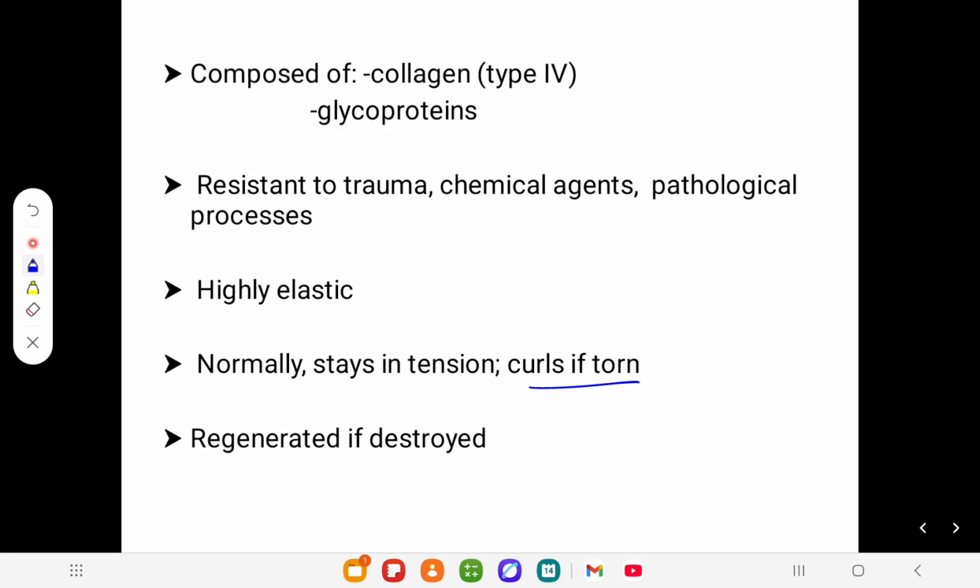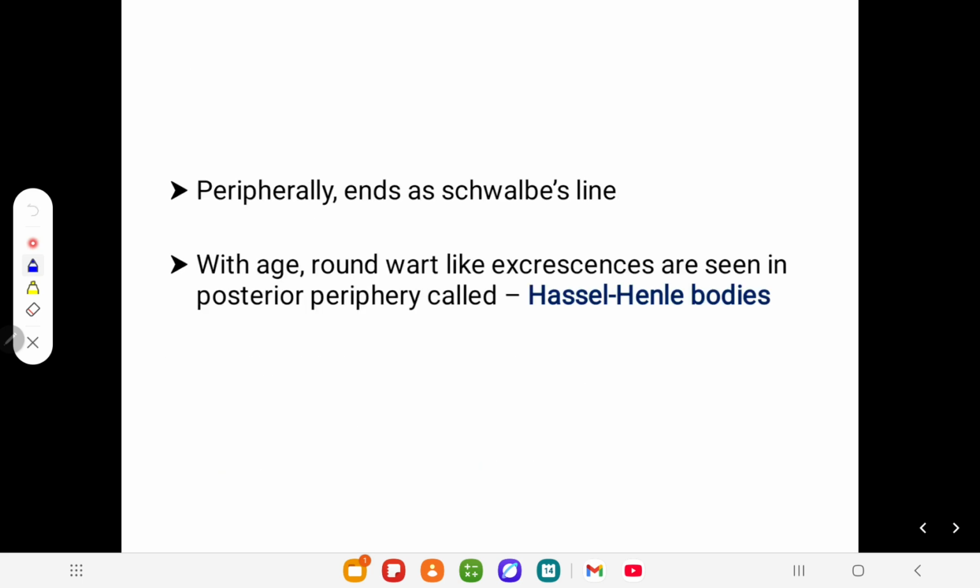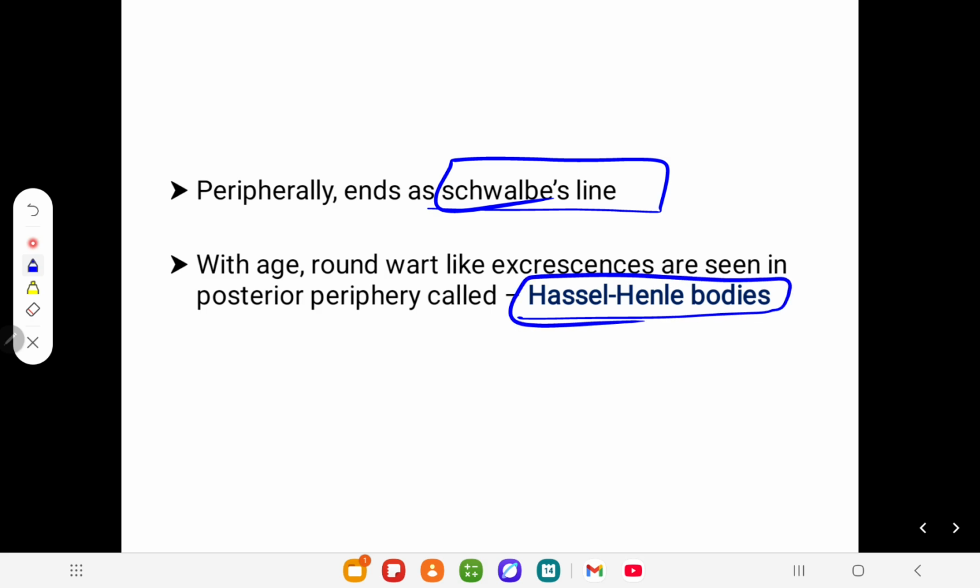In surgical procedures, if anything goes wrong, you can see that. It also regenerates if destroyed. Definitely Bowman's layer is not regenerated when destroyed, but this membrane regenerates. Peripherally, Schwalbe's line is very important whenever we try to see the angle structures. With age, Descemet's membrane becomes Schwalbe's line, and round wart-like excrescences are seen in the posterior periphery, called Hassall-Henle bodies. It's very important and frequently asked in MCQs: in which layer of the cornea do you see Hassall-Henle bodies? It's a common MCQ question.